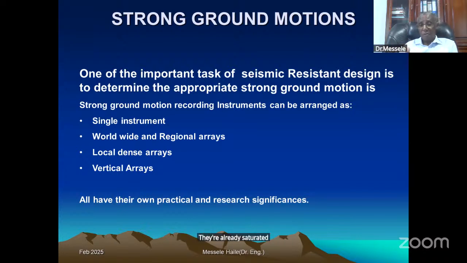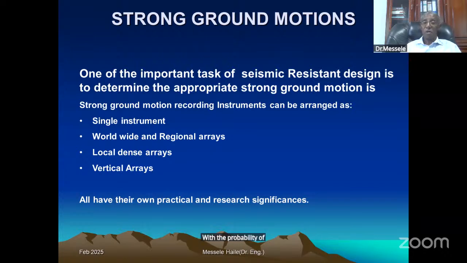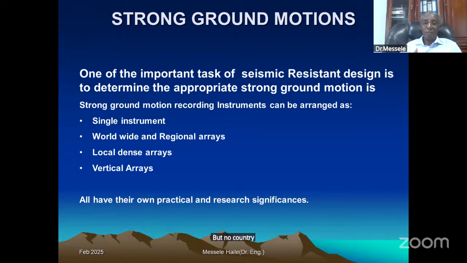So strong motion recording is good, but we are talking about return periods of, let's say, 475 years or 1,000 years, with a probability of exceedance of 10 percent, let's say in 50 or 100 years. So we don't have the record. If we have, that is good. But no country has that, no site has that type of luxury.